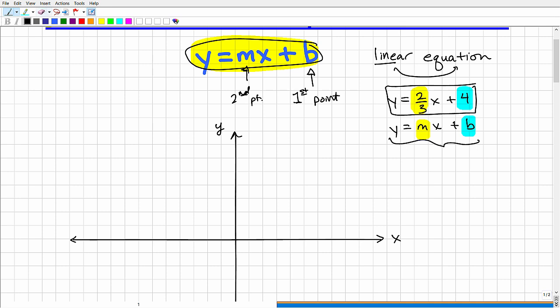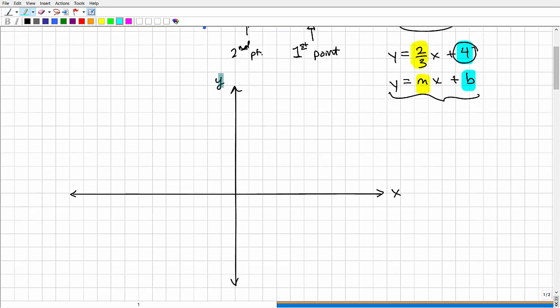This is really, really simple, okay? So let's look at this. In this example, it's 4. The b value is what we call the y-intercept. And all that means is where the line is going to intersect the y-axis.